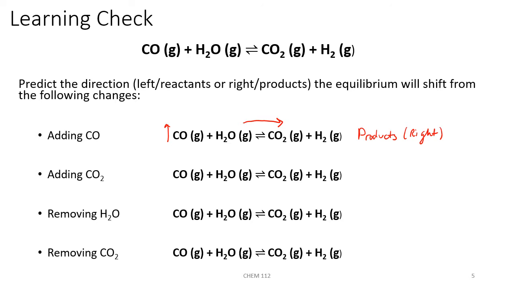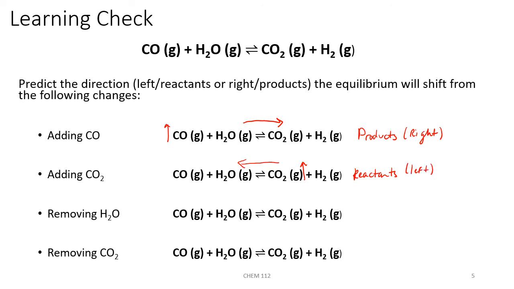If we add carbon dioxide, add CO2, now we're adding a product to our equilibrium, but we still are going to have excess, and so the reaction will want to use up that excess carbon dioxide, and it'll do that by shifting to the left, or the reactant side. So it shifts away from that addition. In this case, we would shift towards the reactants and make more carbon monoxide and water.